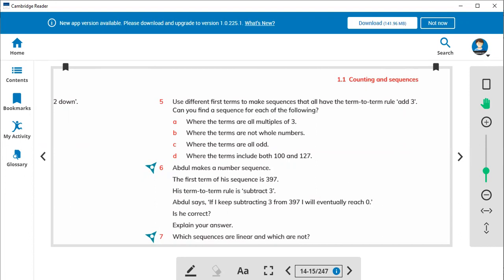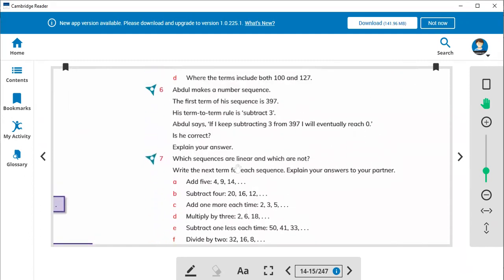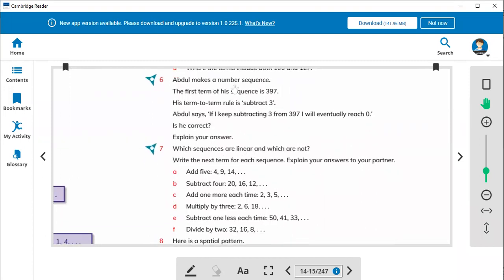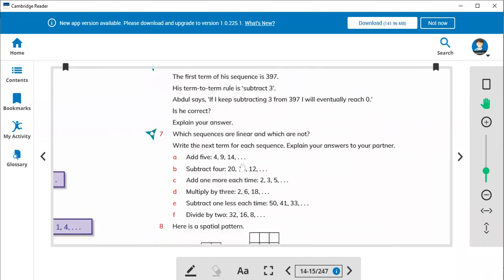Where the terms include both 100 and 127. Is there any sequence where both are present? Yes. 100, 103, 106, like this. You start from 100 and keep adding 3, so you will get your answer. So these are the answers. Now, the rest of the questions are similar to it. Okay, so we already discussed all these things in the class.